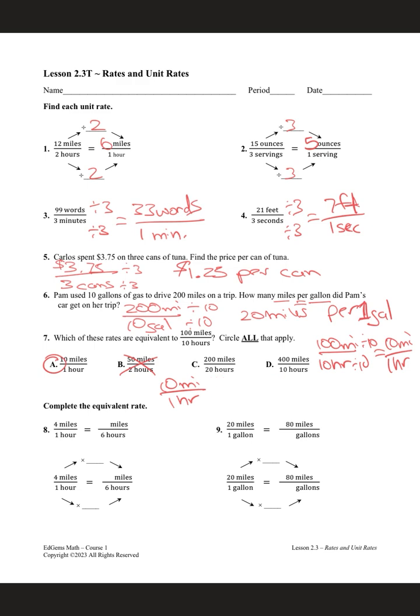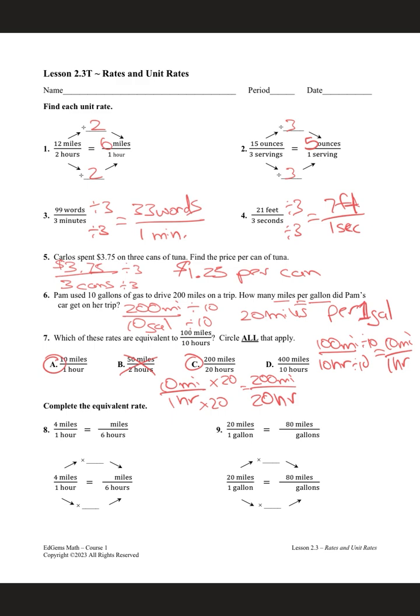Okay, let's see about C. So what do I multiply 10 by to get 200? Well, I would multiply that by 20. So 10 times 20 is 200 miles. So far, so good. Over, and then 1 times 20, because whatever I do to the top, I do to the bottom. So 20 hours. So it's 200 miles over 20 hours. So is C a possible answer? Yes, it is. Okay, so C is a possible answer.